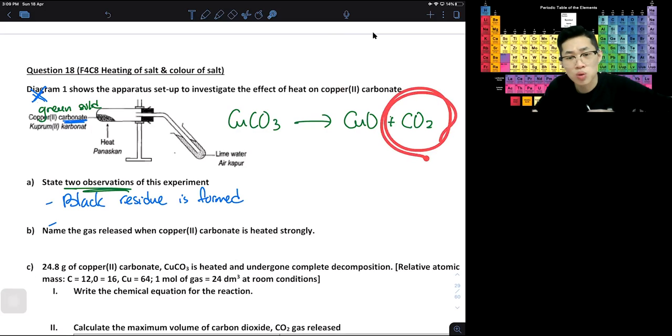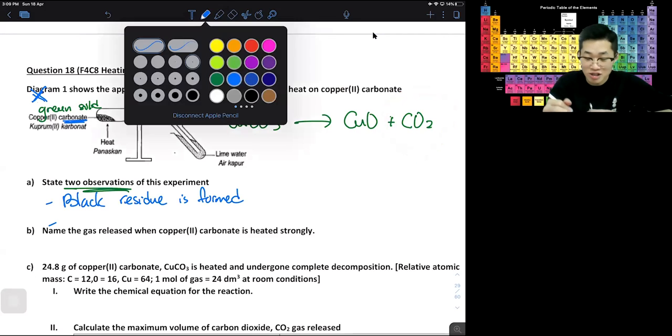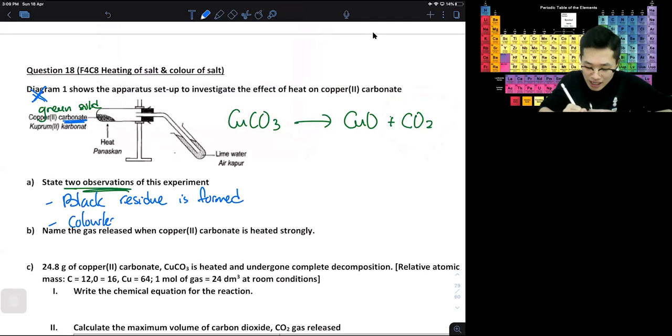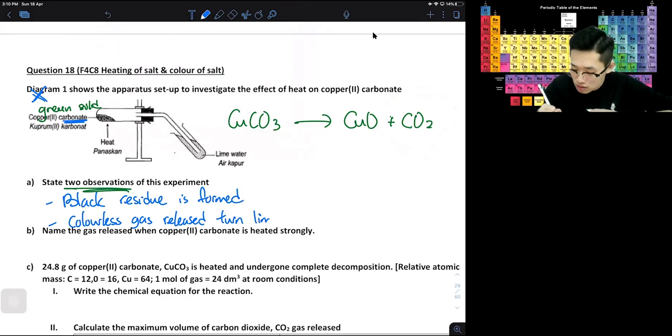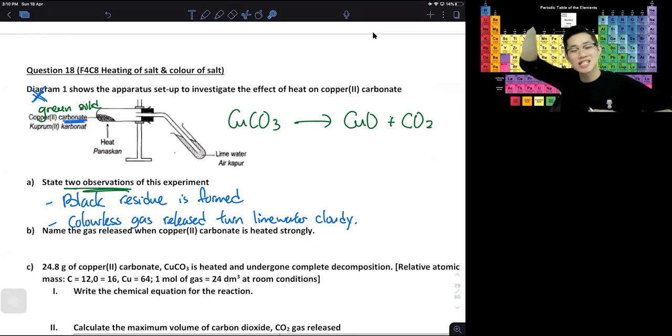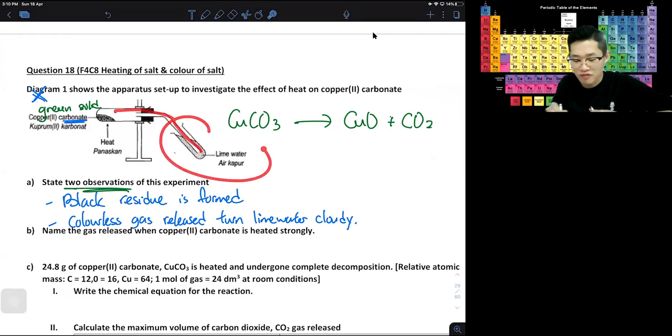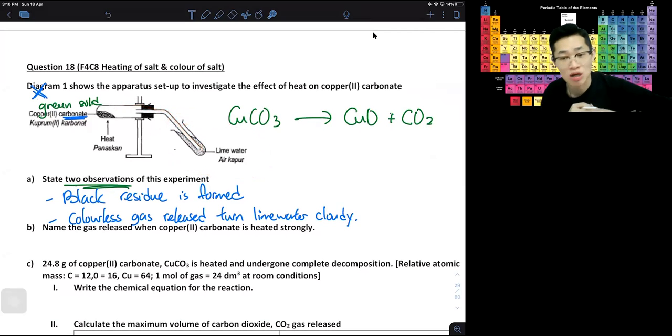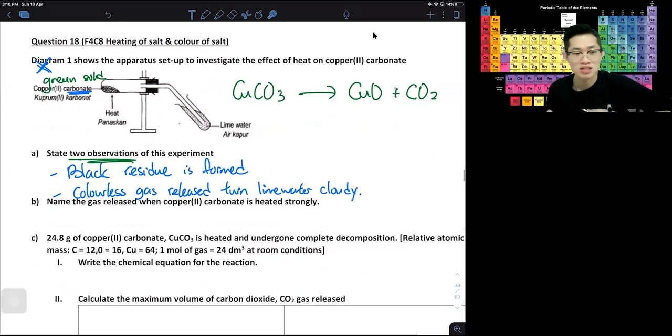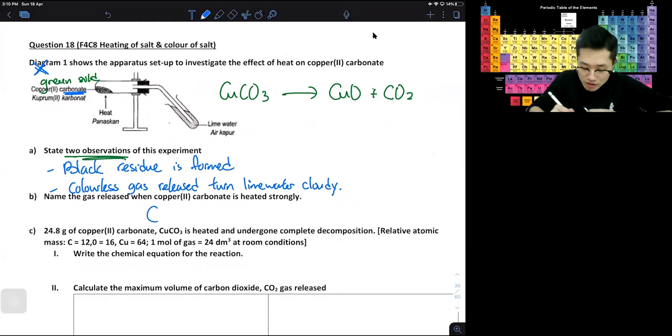What is the color of CO2? It's colorless gas, right? So we are going to write colorless gas released, turns lime water cloudy. We don't just say colorless gas is released because we can't see the colorless gas. We will flow the gas into lime water, and then we will see it turns cloudy. So colorless gas released turns lime water cloudy. So this is just CO2. We write it down, CO2.